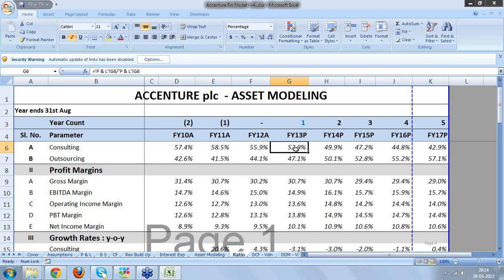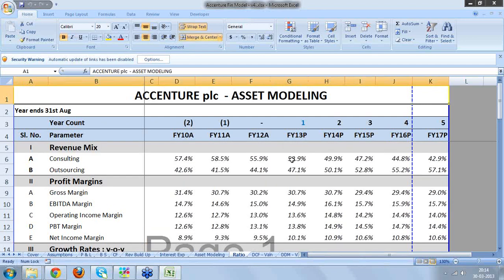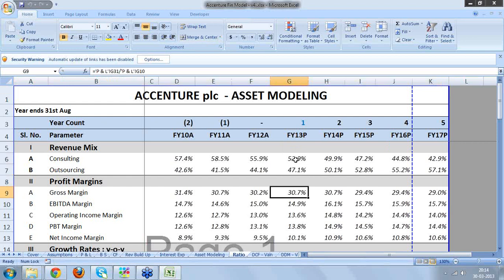So let's go to the ratio analysis sheet. Revenue mix and everything is fine. Profit margins. Now let's say that we are talking about net income margin. Now for net income margin, there are two line items which correspond to net income.